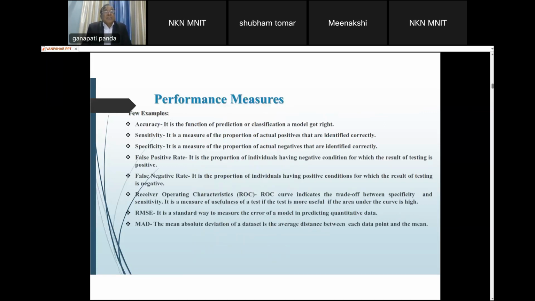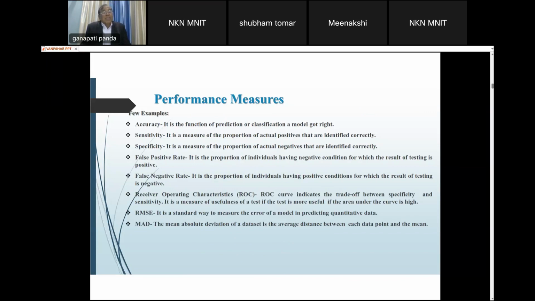There are various types of performance measures when you develop a model by training, either by machine learning or deep learning. You have to evaluate the performance of that model. There are two models. Which model is better? Support vector machine is better, or Naive Bayes is better, or neural network is better. You have to find the accuracy.